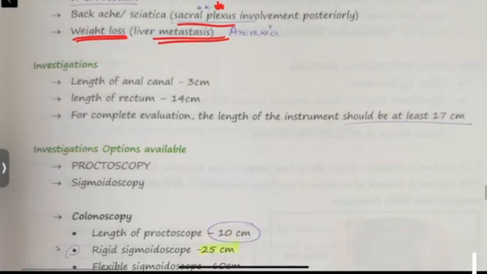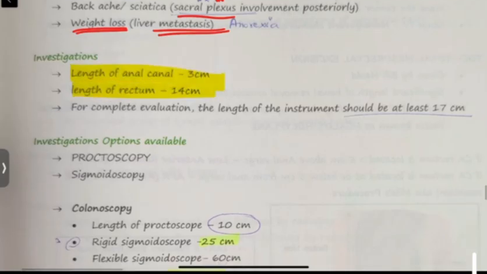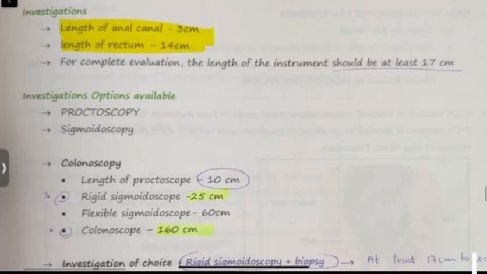So what are the investigations we'll do? Just like we know, the length of the anal canal is 3 cm, whereas the length of the rectum is 14 cm. For complete evaluation, the length of the instrument should be at least 17 cm. So what are the options available so that at least 17 cm can be evaluated? One is proctoscopy, the other is sigmoidoscopy.